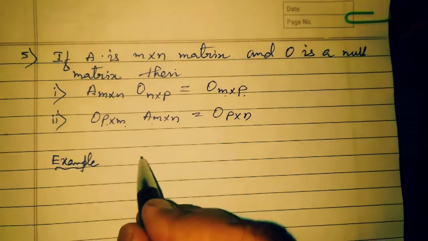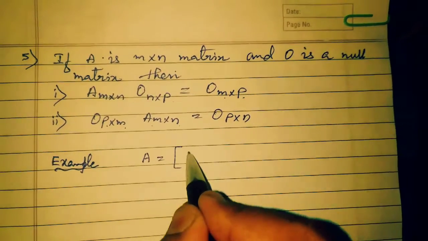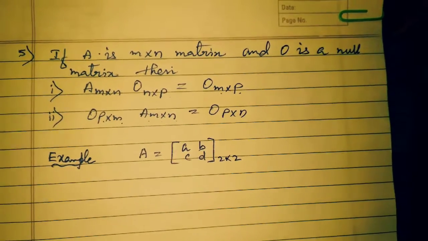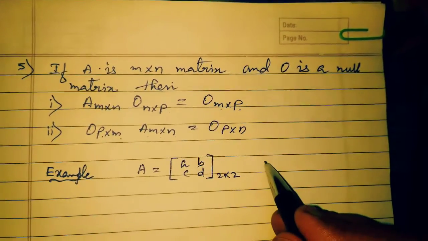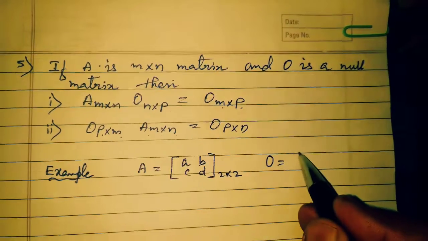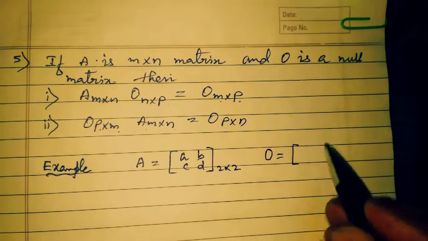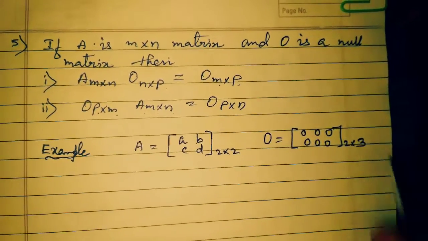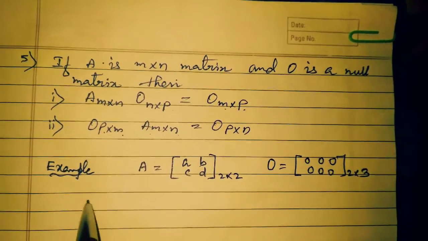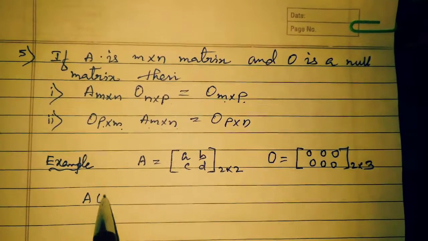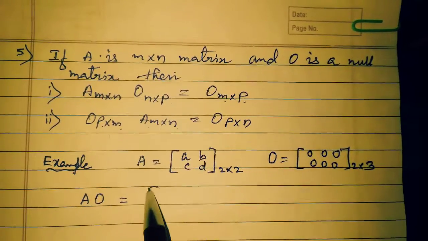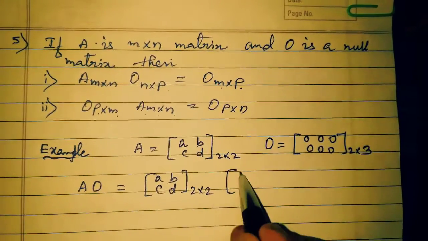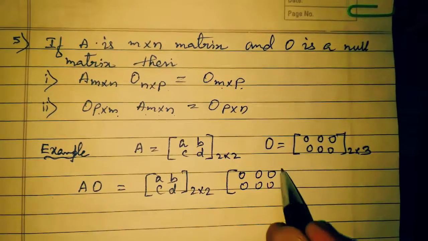Okay, suppose we take an example again for this property. Suppose A is given, whose elements are A, B, C, D. That is a 2 into 2 matrix. And first suppose we take a null matrix of order 2 into 3, with elements 0, 0, 0, 0, 0, 0. Now if you multiply A with O, we have A, B, C, D, a 2 into 2 matrix, multiplied with the 2 into 3 null matrix.